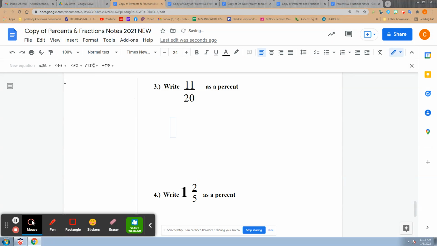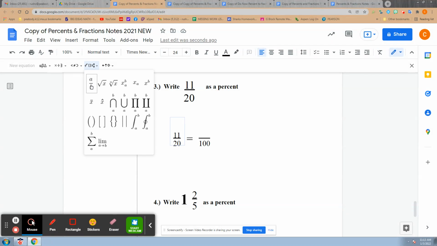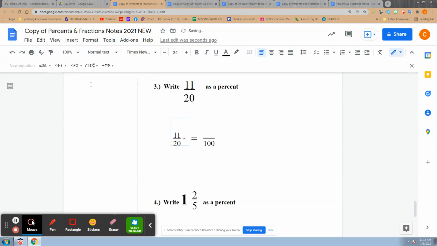So first, I'm going to make 11/20ths into a new fraction with 100 on the bottom. Then I have to figure out what I'm going to multiply by. This is when I could use my chart and say I would go down the 20 row until I reach 100. And it's actually going to be times 5. So I also have to do times 5 on the top.